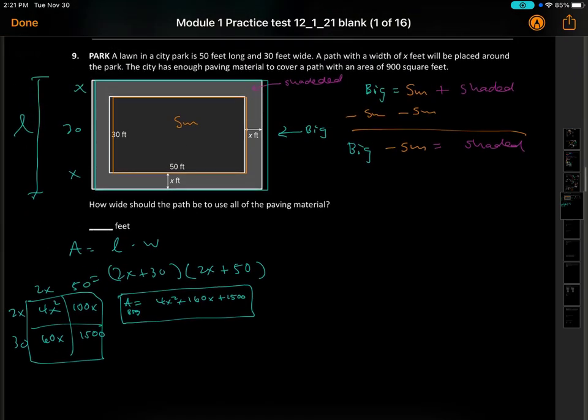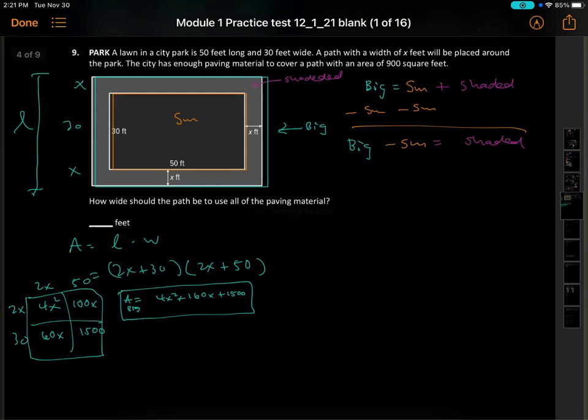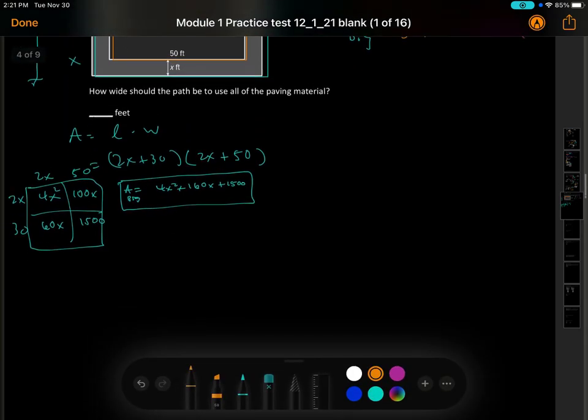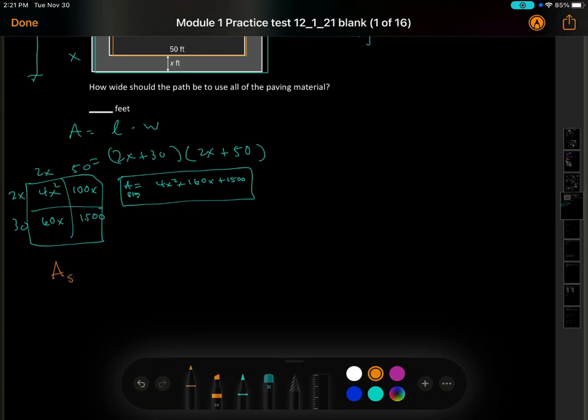Okay, now let's get the area of the small, which is in orange. That one's going to be super easy because it's just 30 times 50. Area of the small is length times width, and that was 50 by 30. So that would be 1500. The area of the small is 1500.